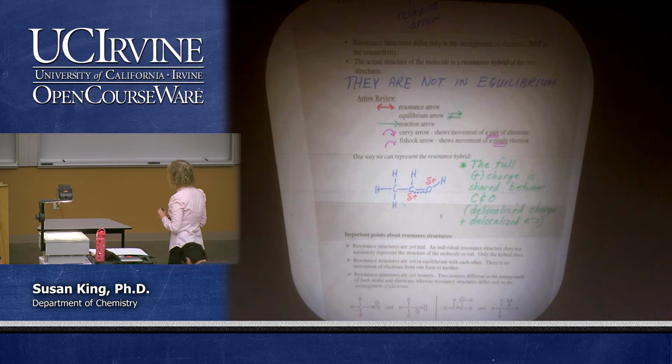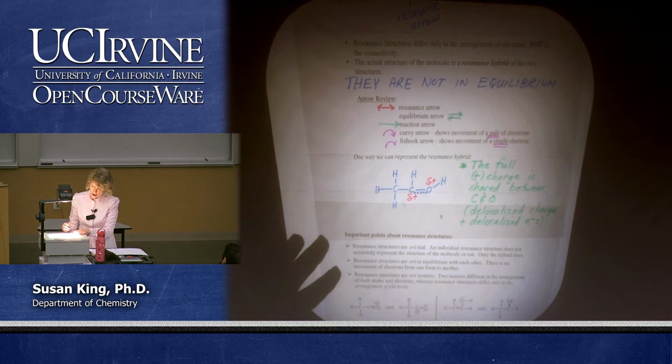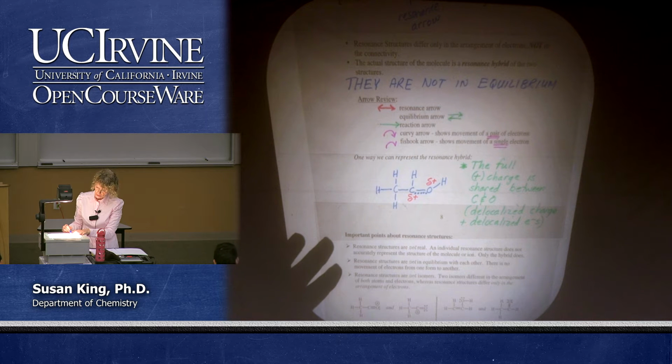And they're not isomers. Two isomers differ in the arrangement of both atoms and electrons, whereas resonance structures differ only in the arrangement of electrons. So in a resonance structure, when you're going from one to the other, all the atoms stay exactly where they are. You're just moving electrons. When you have isomers, you have atoms moving around in addition to electrons.